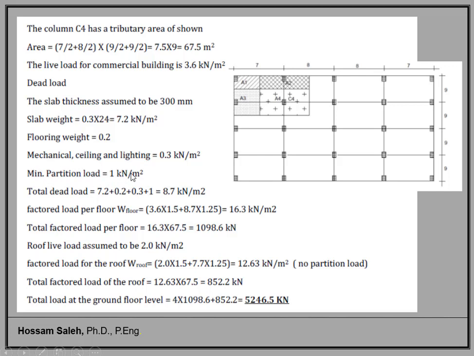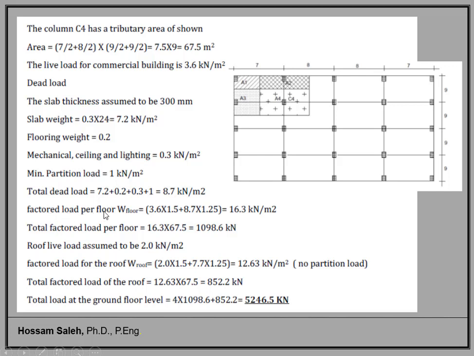What's that? The Canadian code requires that we account for any partition to be built in any location of the floor. The floor should be able to carry this load. So we have to add 1 kilonewton per meter square as a partition load. Now the total dead load will be 7.2, the slab self weight, plus 0.2 for the flooring, 0.3 for the mechanical, plus 1 for the partition load. When we add that together, we get 8.7 kilonewton per meter square.